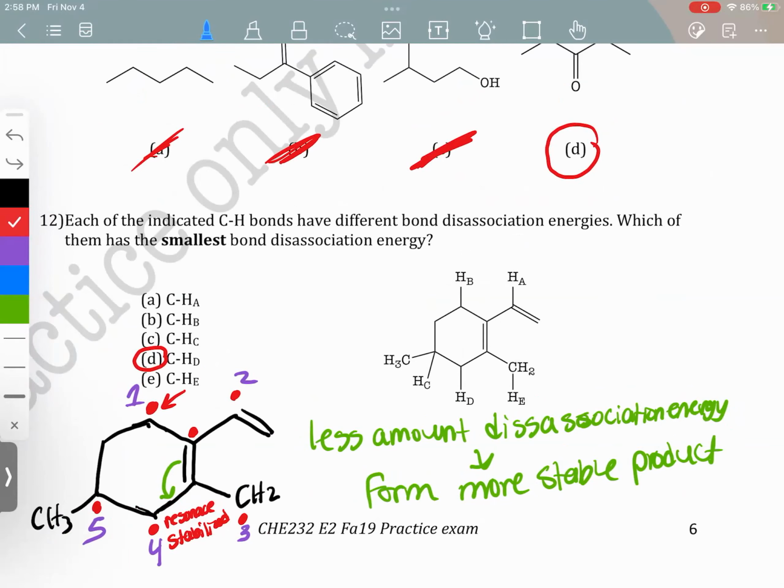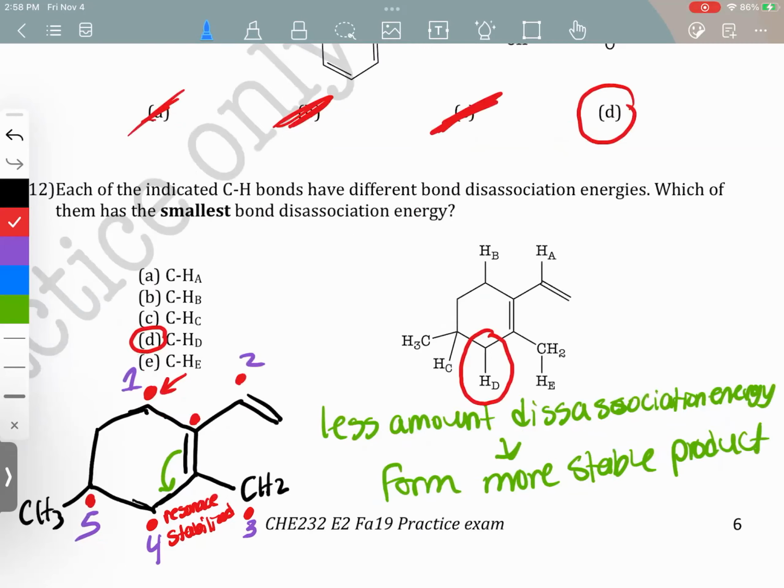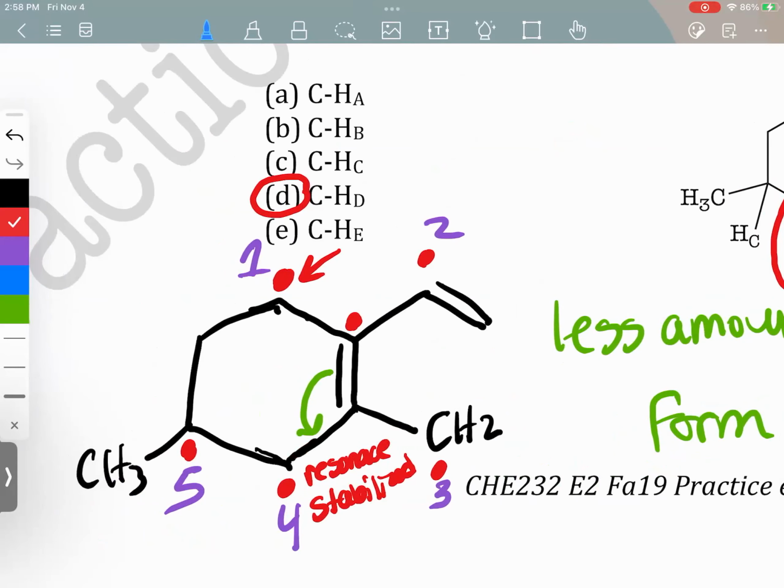All right, no problem. So 12, we said that the bond that would take the smallest amount of dissociation energy to break would be this CHD. The reason why is because the product is very stabilized. So you form a secondary radical here, but the radical is right next to a double bond, so you can resonate it. And when you resonate that radical in a double bond, your radical ends up in a tertiary position after resonance, which is even stabilizing the radical even more. And then resonance happens back and forth. So it'll continue to happen.